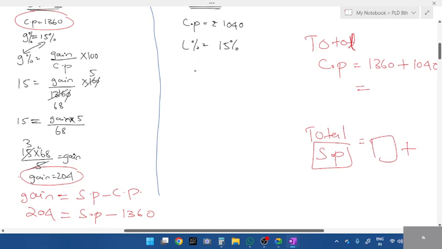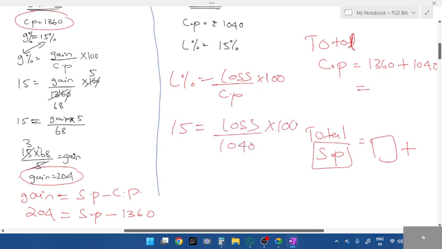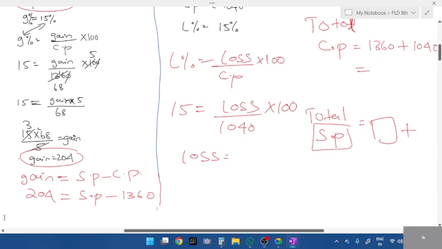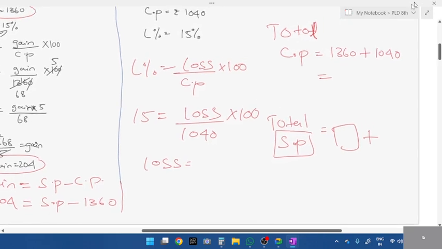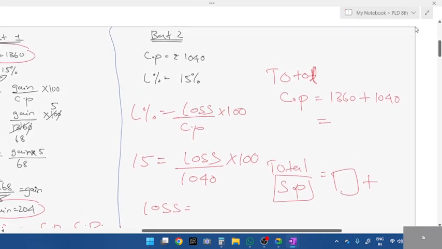Next, when loss percent is given, use the loss percent formula. Loss divided by cost price into 100. 15 is equal to loss divided by 1040 into 100. Calculate, you'll get the loss here. Yes. To find selling price, add both. 204, 1360 goes to the other side, becomes plus, positive.